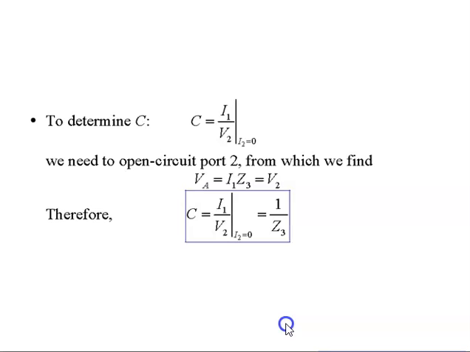Now, how do you determine C? So C is equal to I1 over V2 when your I2 is equal to 0. So you open circuit port 2. There you will get VA is equal to I1 Z3, which is equal to V2. So plug in those and you will have C is equal to 1 over Z3.